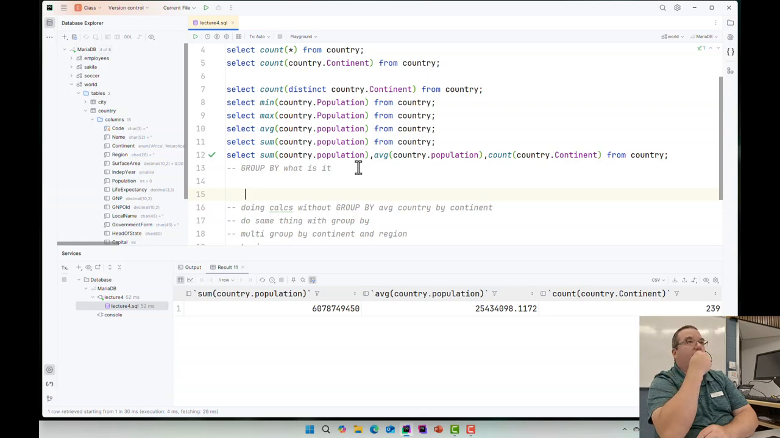Yep. Try that again. Joins either commands. Yeah, we'll be grouping stuff in a second.